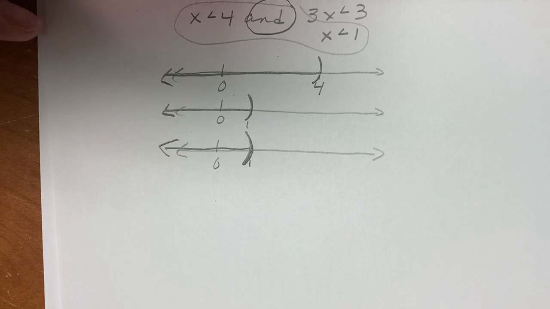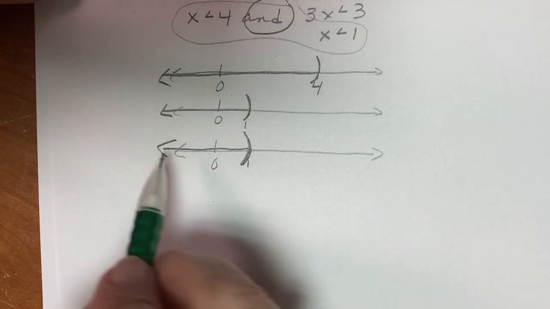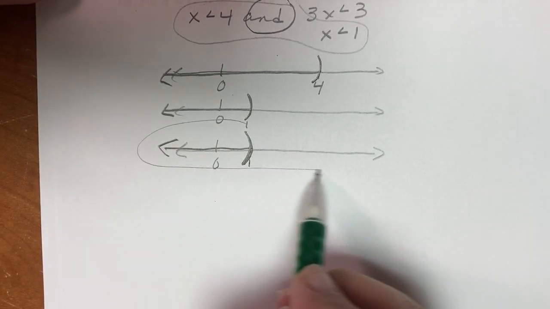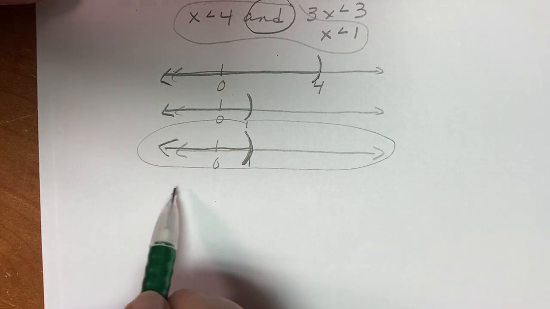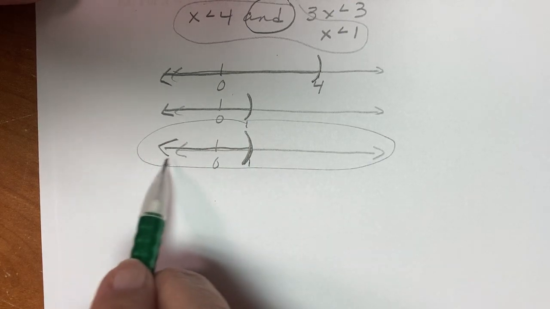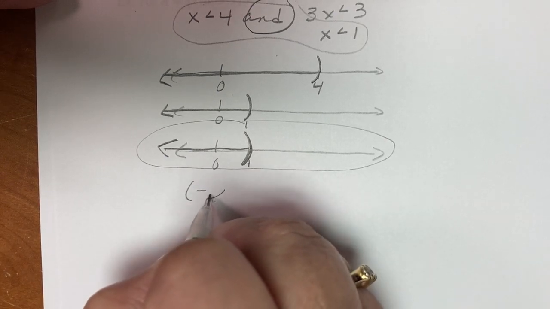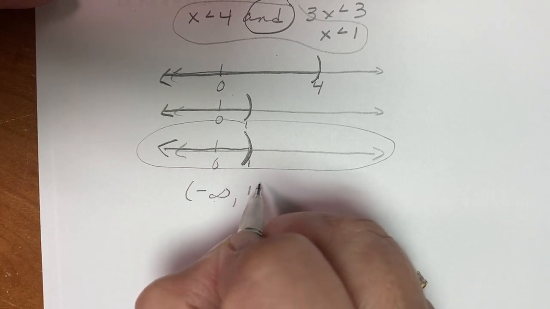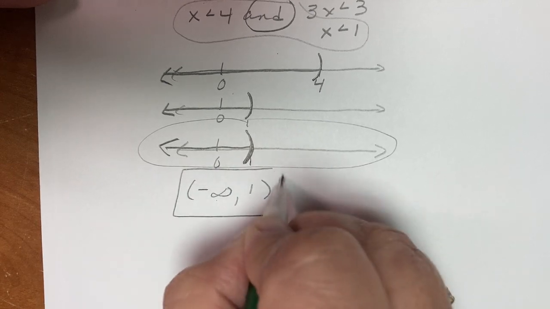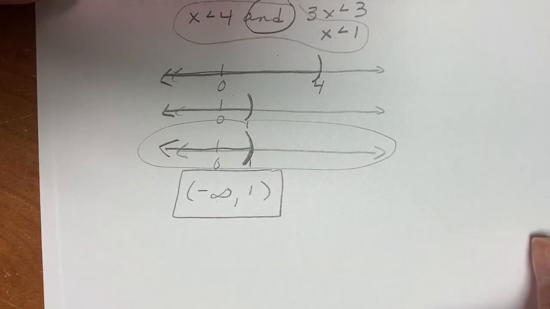How would I write that in interval notation? Well, remember, in interval notation you always start from the left and go to the right. What's down here? Negative infinity. So your solution would be all numbers from negative infinity up to 1. And that would be what the solution would look like in interval notation.